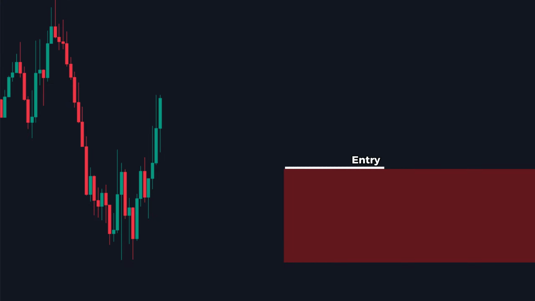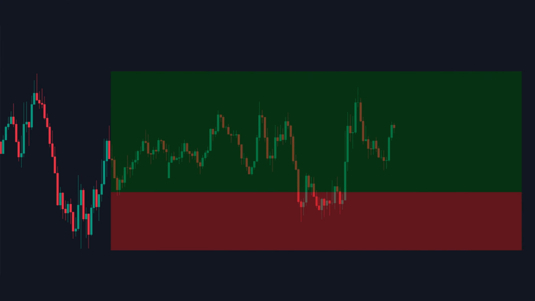For a high probability entry, consider entering on a pullback to the neckline. Place your stop loss below the previous low and aim for a risk-to-reward ratio of at least 1 to 2 to maximize potential gains.